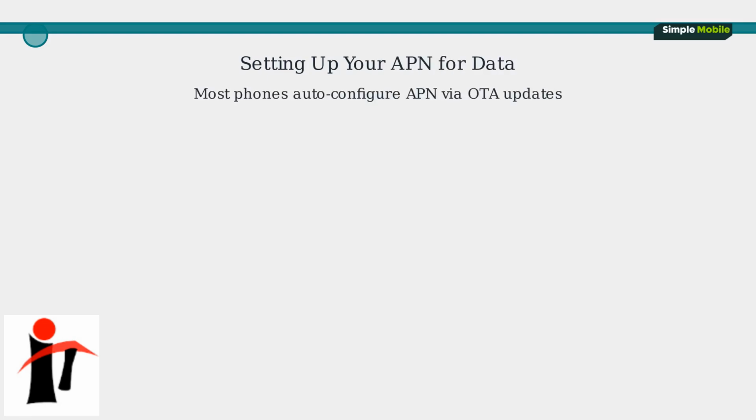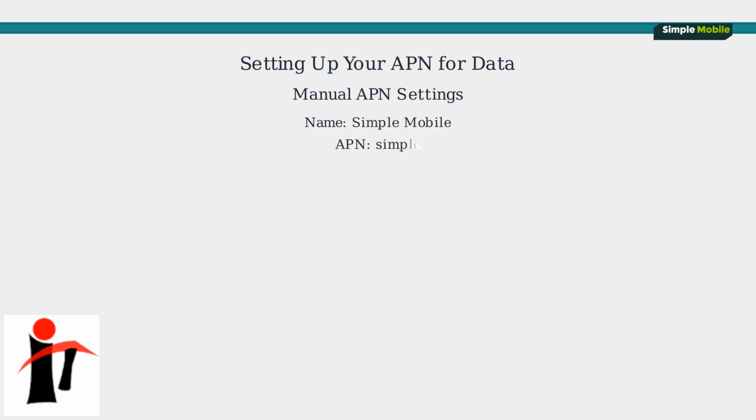Once your Simple Mobile SIM is activated, you'll need to configure your APN settings to enable data connectivity. Most modern smartphones will automatically set this up through over-the-air updates, making the process seamless. If manual configuration is needed, here are the APN settings for Simple Mobile.